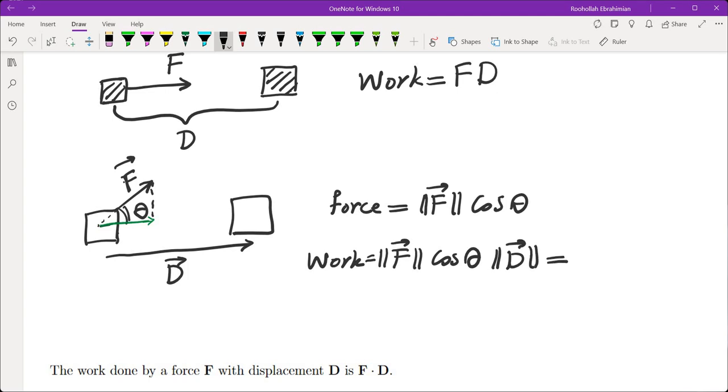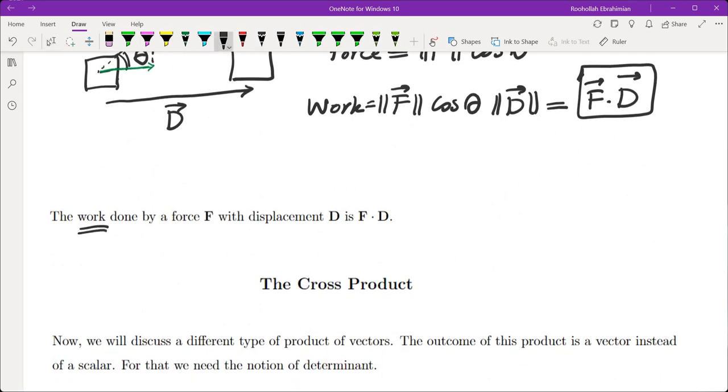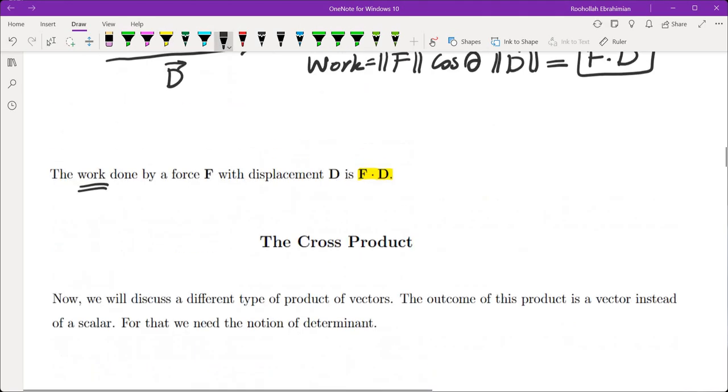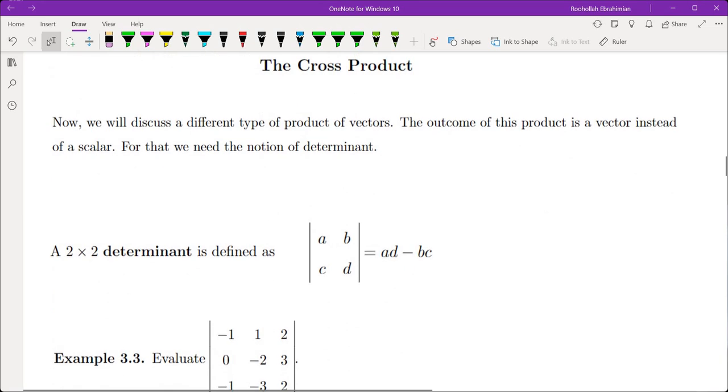And what is magnitude of F times magnitude of d times cosine of theta? That is exactly the dot product of F and d. So in order to evaluate the work done by force F, we find the dot product of force and displacement. This is one important application of the dot product that we will be using later. The next thing we're going to do is the cross product of two vectors.